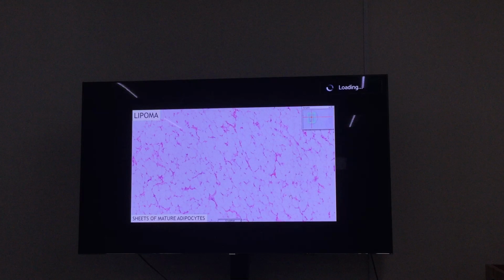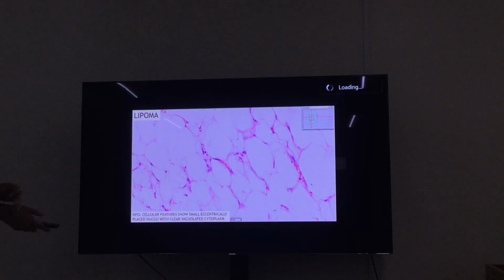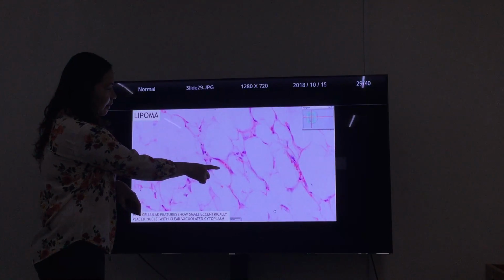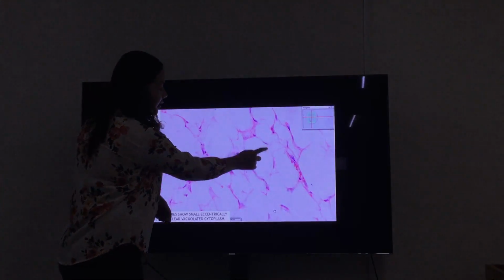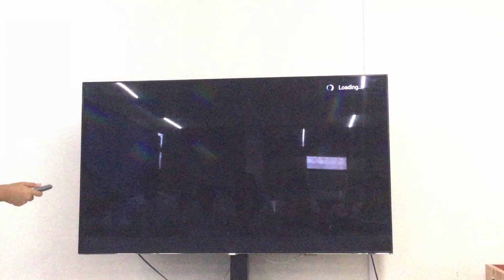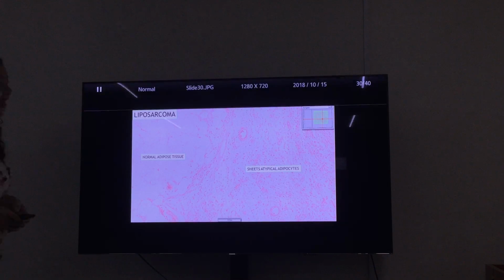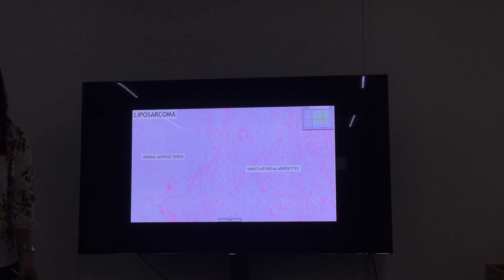So next is lipoma. Here in lipoma, you can see sheets of mature adipocytes. What's the malignant counterpart of lipoma? Liposarcoma. Okay? A closer view: look at the cells. There's a large vacuole, with peripherally placed nuclei, just like normal adipose tissue. However, liposarcoma is more cellular compared to lipoma.